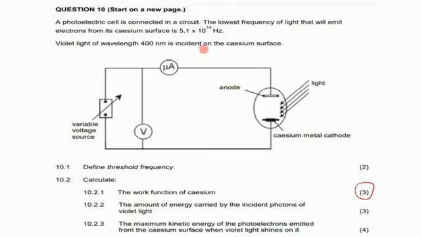So we can see that here, what are we given? We are given the threshold frequency, which can be written as f0. So that's 5.1 times 10 to the exponent of 14 hertz, right? And then what are we looking for? We are looking for the work function, which is written like that. Then that's the work function, right? Then how are we going to be able to calculate the work function?